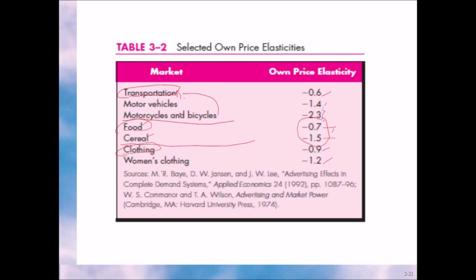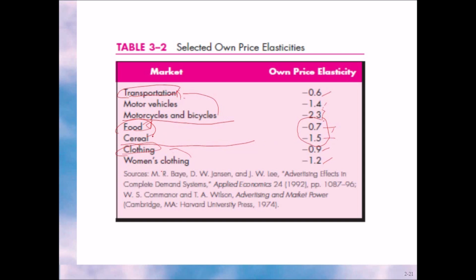Motorcycle is also a type of transportation. Similarly, cereal is a type of food. Food can be many others. It's not only cereal. It can be rice, it can be noodles, it can be chicken, whatever. So cereal is a more specific type of product. Similar to clothing, women's clothing is a type of clothing. We have men's clothing, we have children's clothing, and so on.